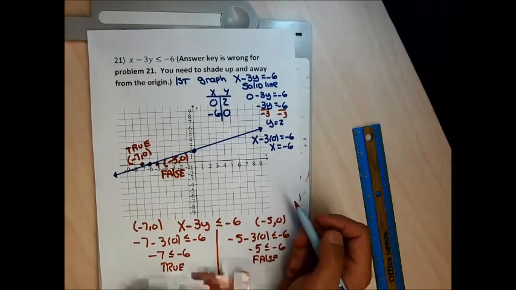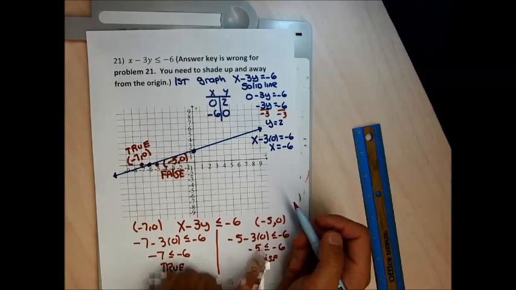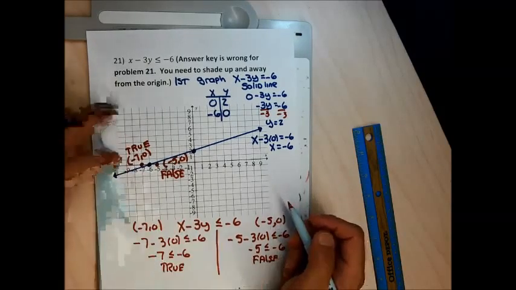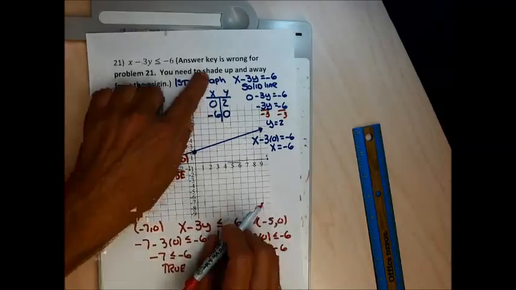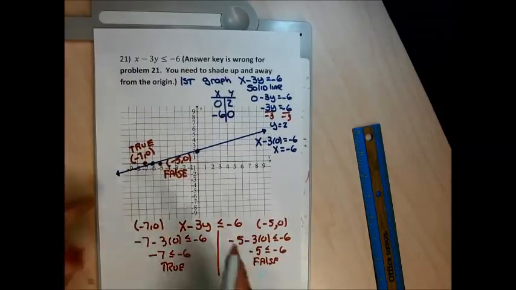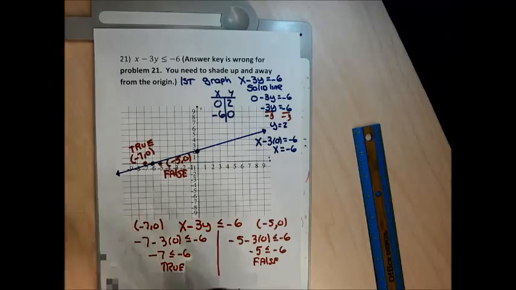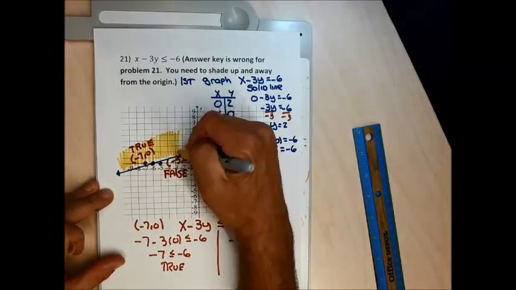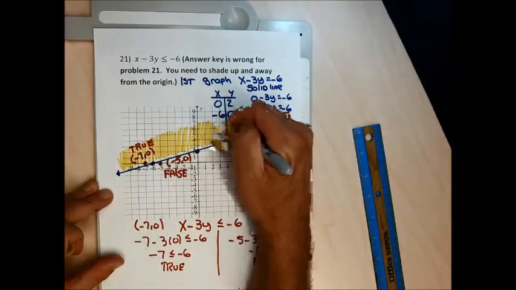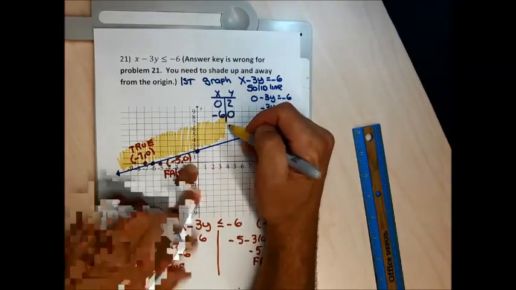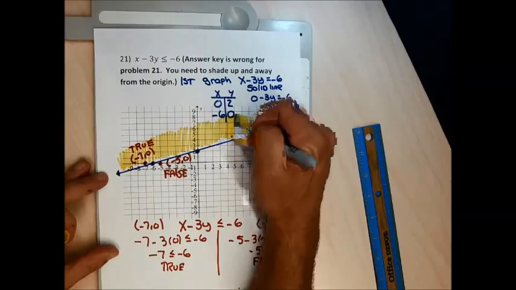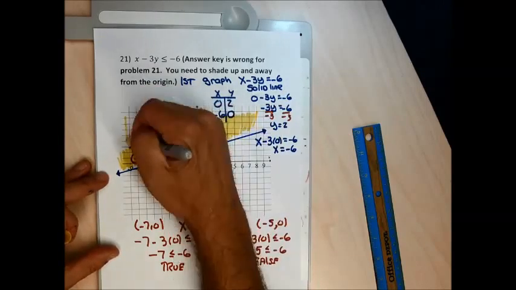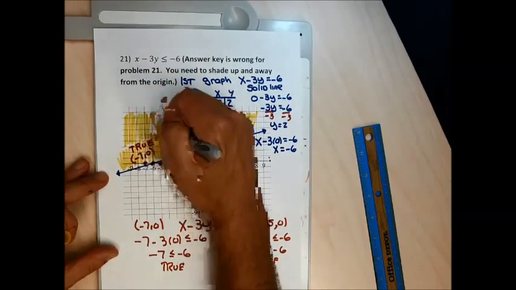It's not smaller. And this is saying, is negative 7 smaller than negative 6? True. Negative 5 is smaller than negative 6? False. I'm going to shade the true side of the line, which is up and away from the origin, is what I tried to write here. So I'm going to shade this side of the line. And this is what I mean, up and away from the origin. So there's the origin. I'm shading up as opposed to down. I'm shading away from the origin as opposed to towards the origin.